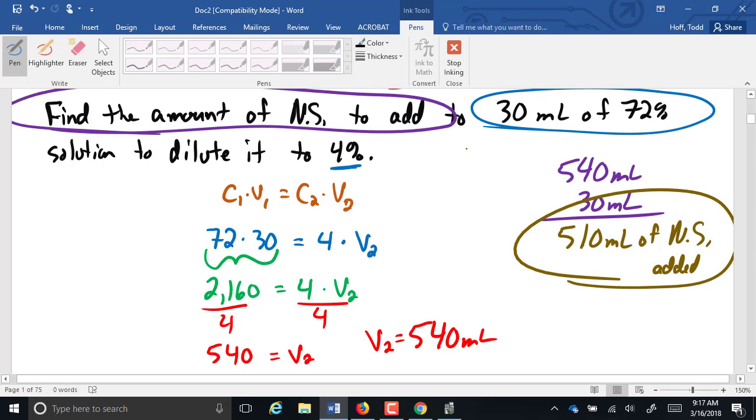The biggest thing, I always tell people, once you have solved an equation and calculated a number, go back and make sure it answers the question being asked.